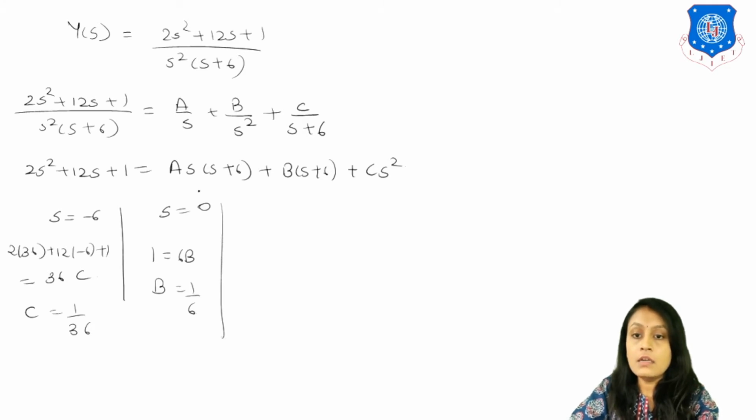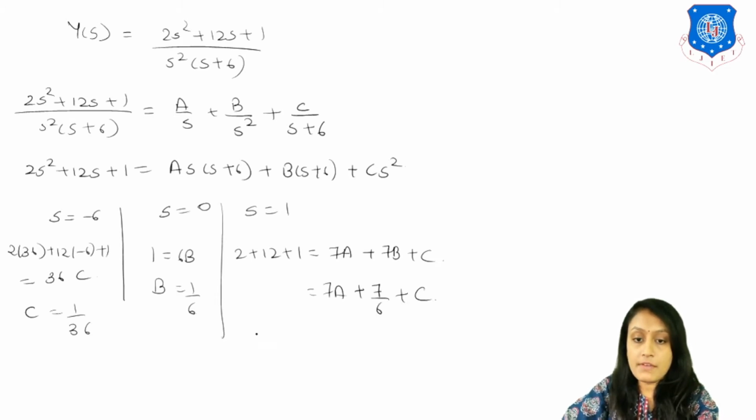And to find the other term, we have C and B, so to find A we'll substitute s equal to 1. On substituting s equal to 1, you will get 2 plus 12 plus 1. Just substitute over here, so you will get 7A plus 7B plus C. Substitute the value of B, that is 1 upon 6, so 7A plus 7 upon 6 plus C. Simplify this.